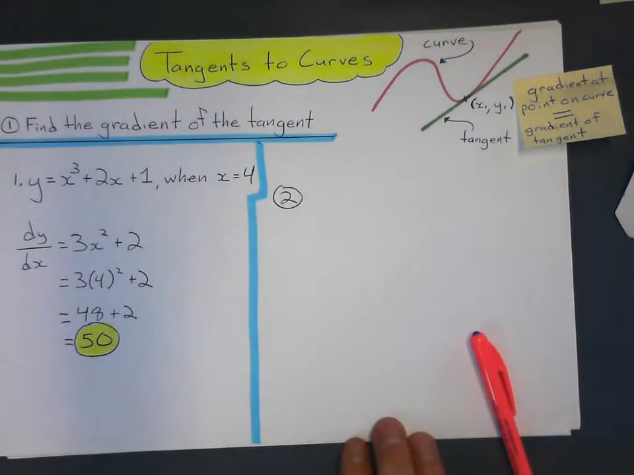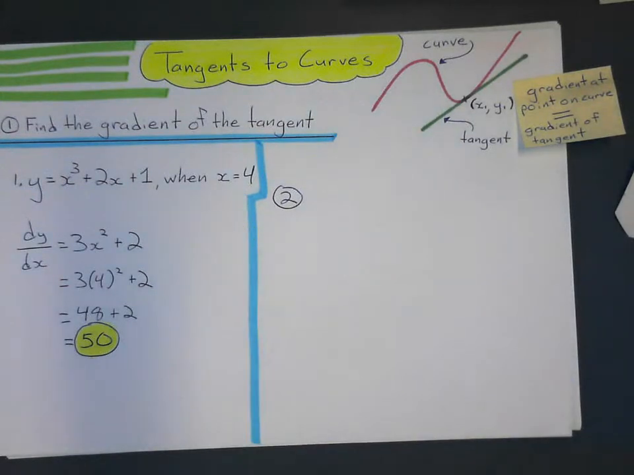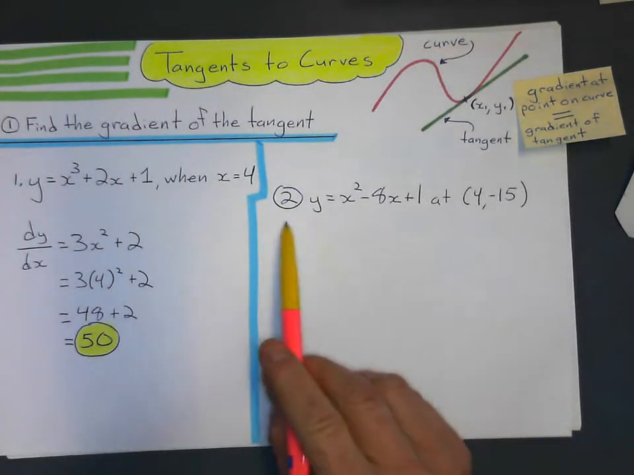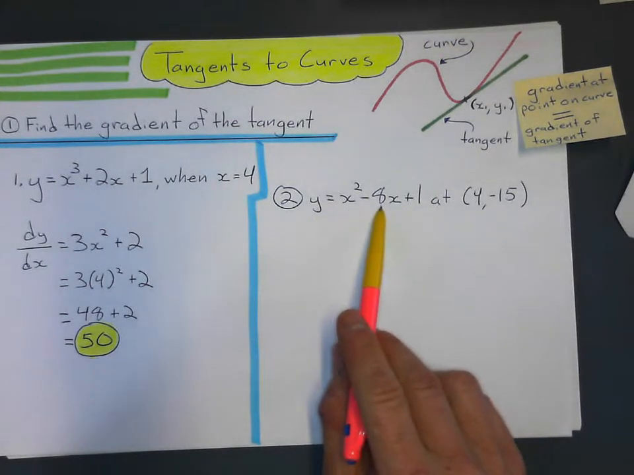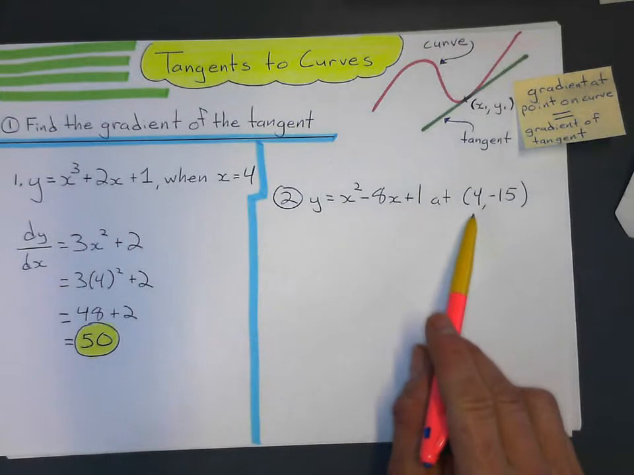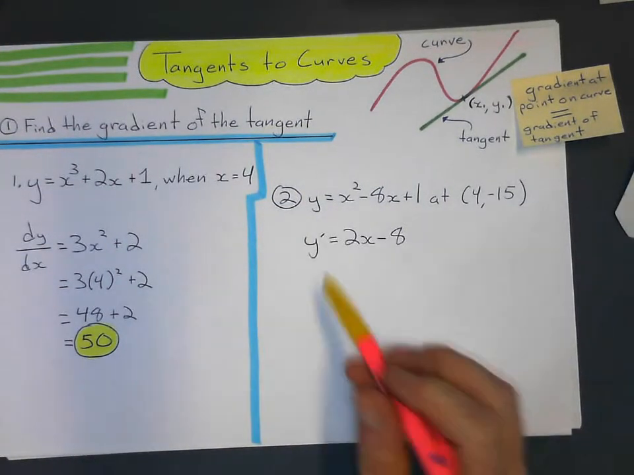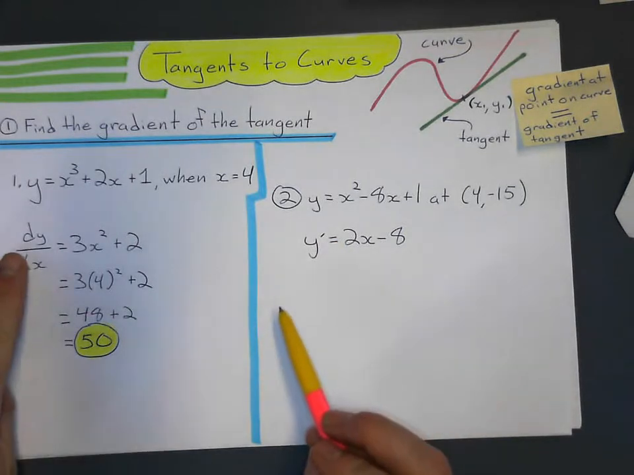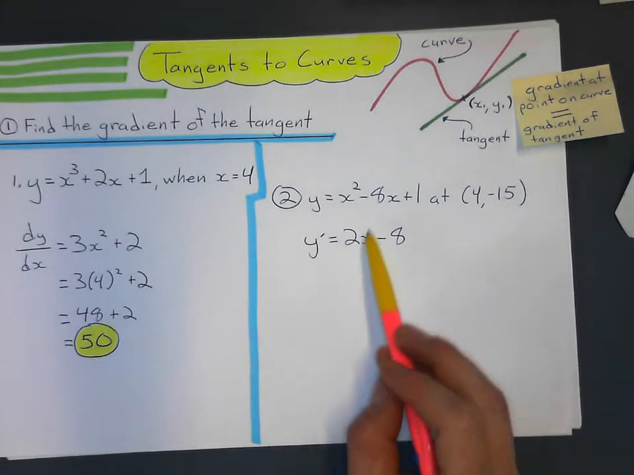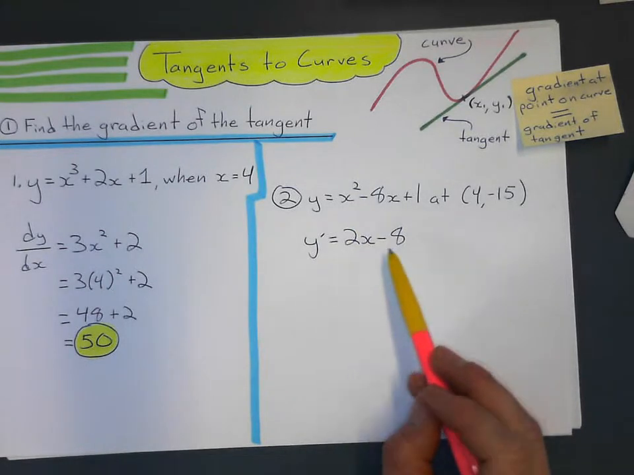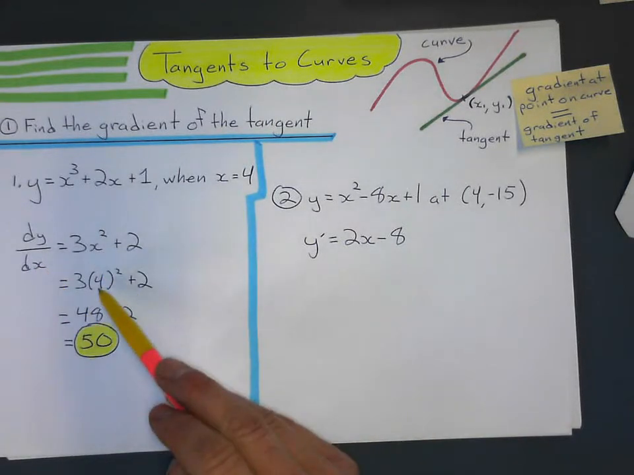Okay, so let's look at another example where instead of giving the x value, I just give the coordinate, like this. Suppose I have the original function here. It would be a parabola, some curve, y equals x squared minus 8x plus 1, at this point. Nothing different in that. I differentiate it, and I did a different notation here. If you don't like dy by dx, you can write just y dash, same thing. There's the gradient function.